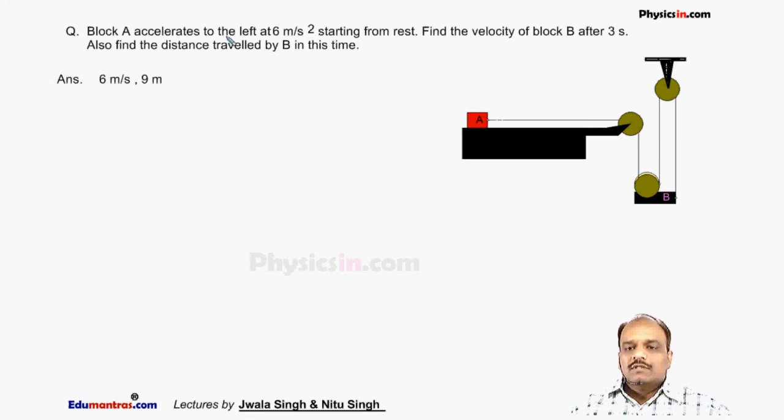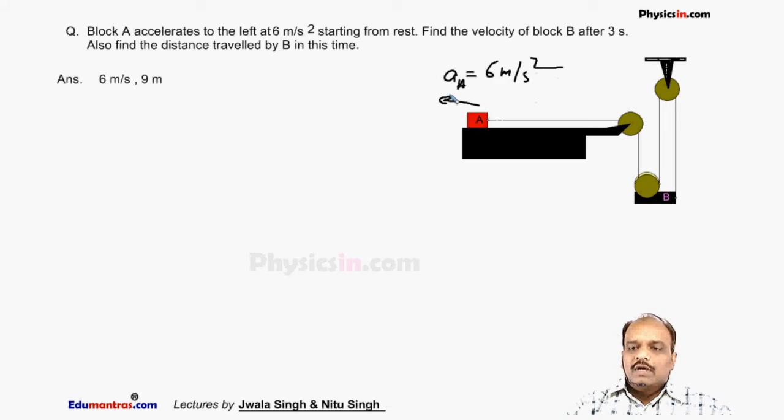A block A accelerates to the left at 6 meter per second square from rest. Find the velocity of B after 3 seconds. Also find the distance traveled by B in this time. Now the question says this block A is moving towards left with acceleration of 6 meter per second square. So first we have to find the relation between acceleration of A and acceleration of B.